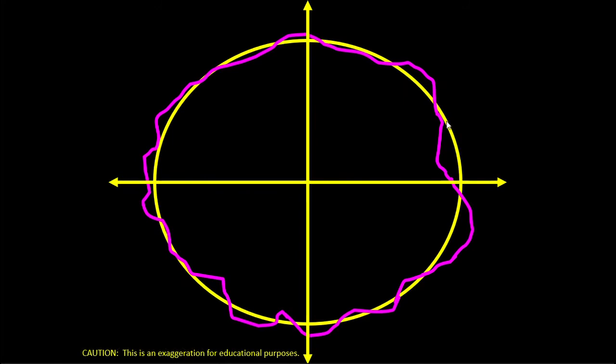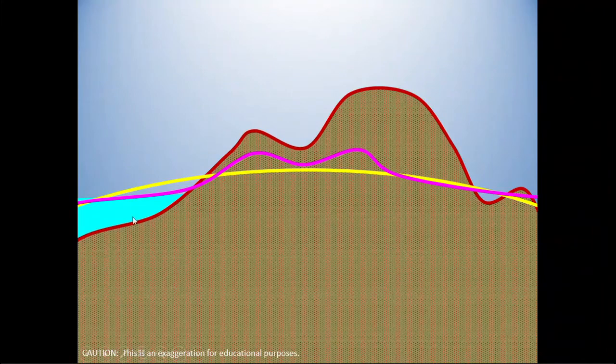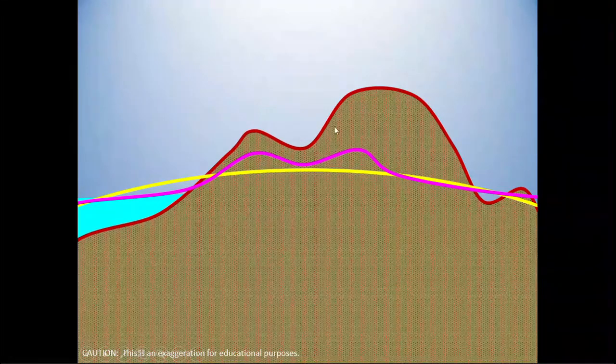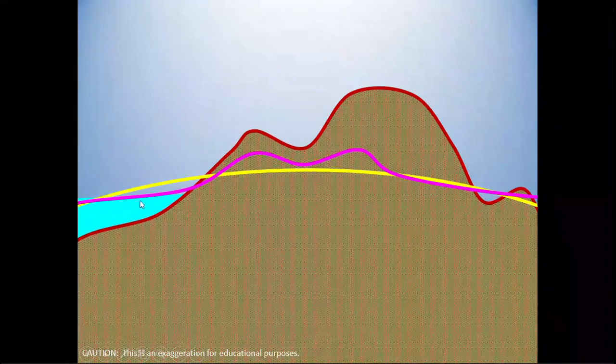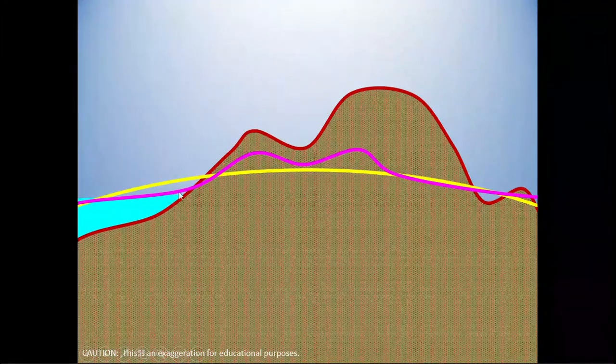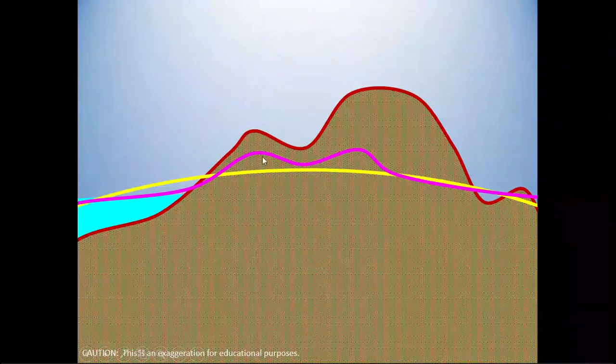Let me try a cross-section view here. This shows the surface area. So here is land, and of course we have water. And the purple is the geoid, which represents the global mean sea level. And then the ellipsoid here is the yellow line.